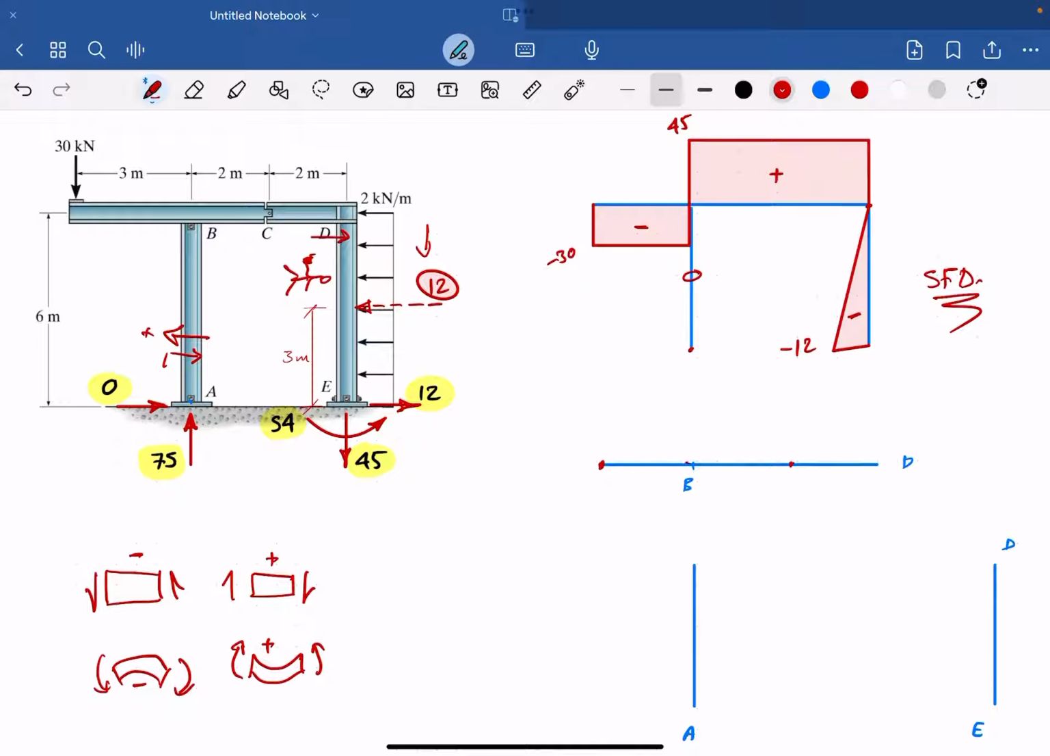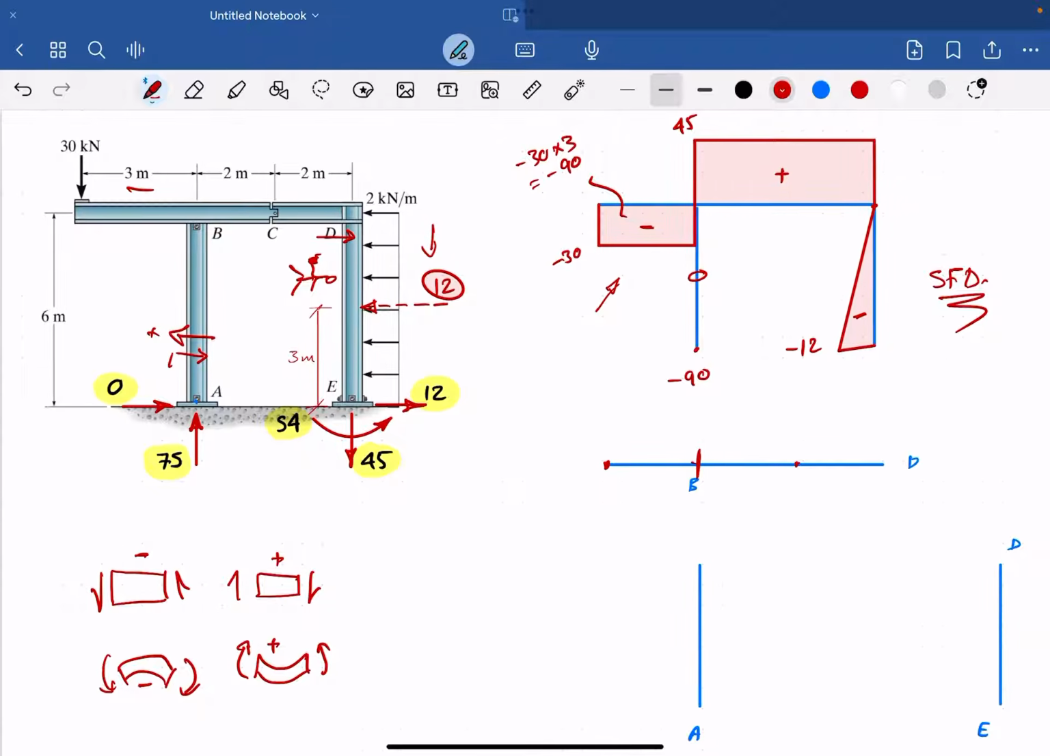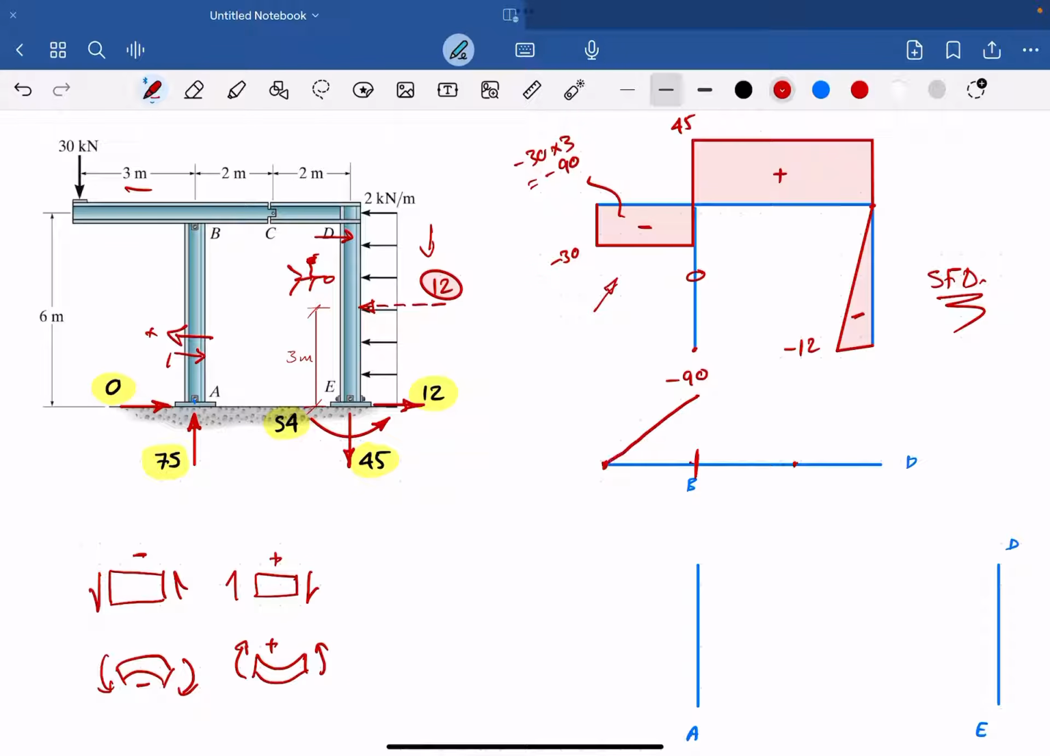Let's get the moment at point B. We can get it from the shear. Once we have the shear, we can get it from the area of the shear. This area is minus 30 times the length, which is 3 meters, so it will give us minus 90. I draw the minus up, so here it will be minus 90. From this point to that point, it will be just a straight line because there is no uniform load, so it will go to this point, minus 90.